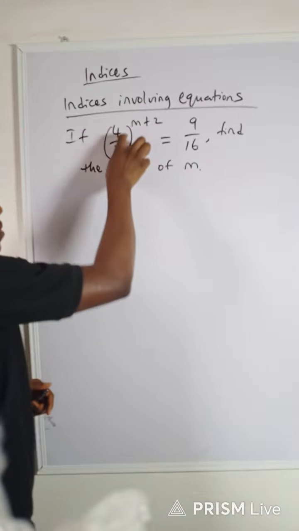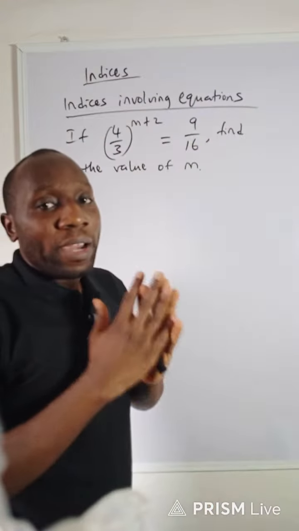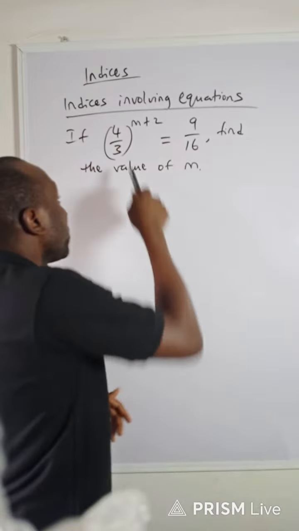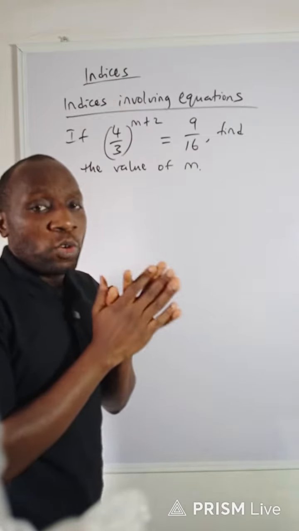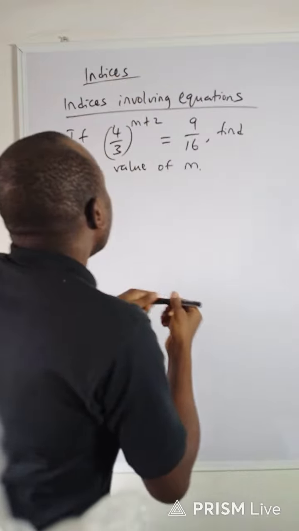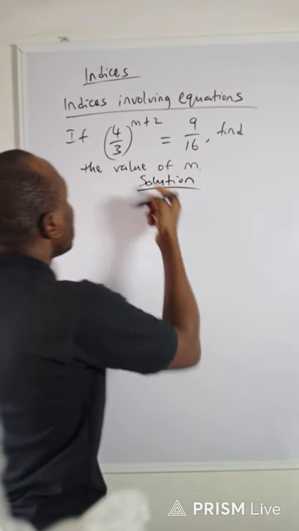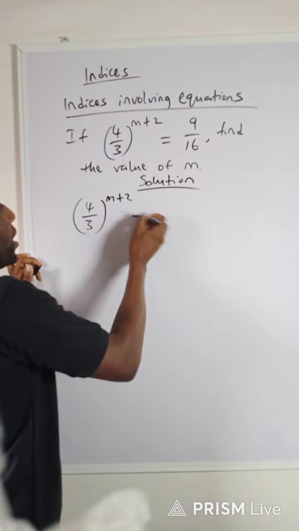So what I have here is 4/3, but this is 9/16. So the question is, how can we make 9/16 appear as 4/3? If we can do that, then we'll just equate the exponents and get the value of the unknown m. So let's do this together. This is going to be 4 over 3 raised to the power of m plus 2.